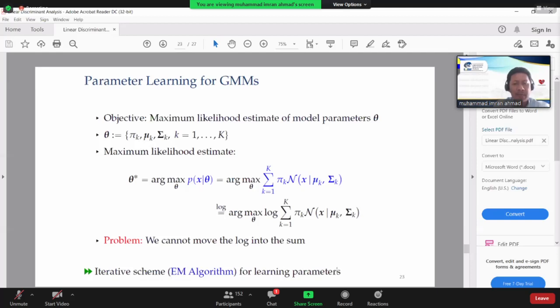Okay, for the learning parameter. This parameter we want to calculate because at the first stage we do not know what is the value of this parameter, but we know how many components. Let's say you set at the beginning, we want 10 components, but we do not know the value of each of these. So that's why you need to use the iterative scheme, the EM algorithm, for learning parameter.